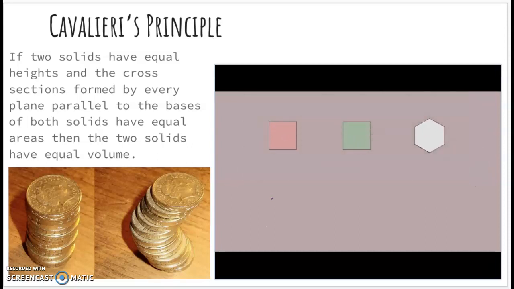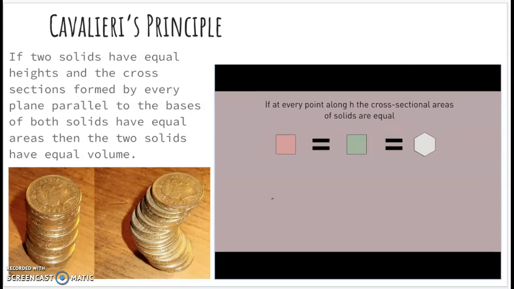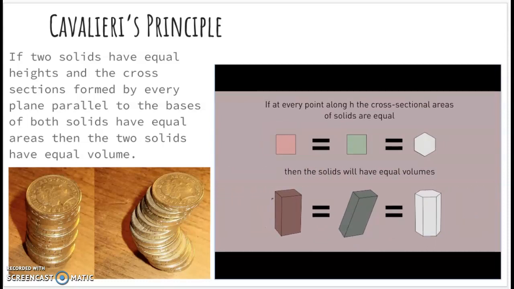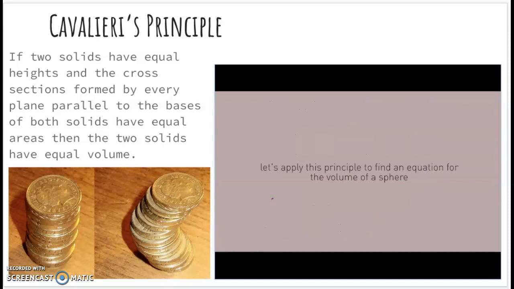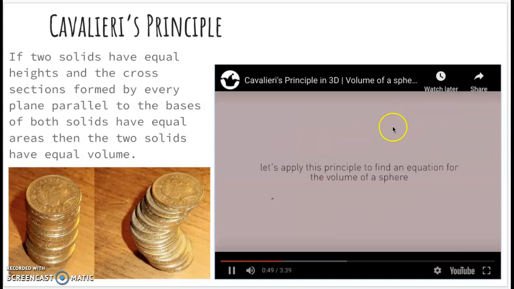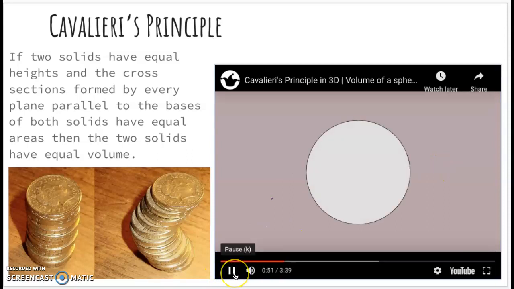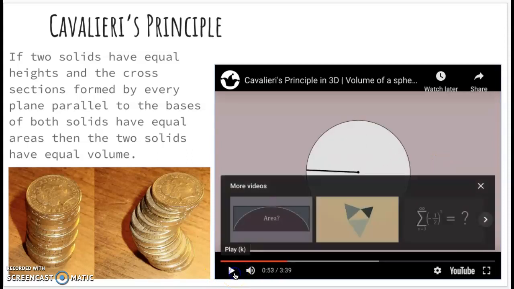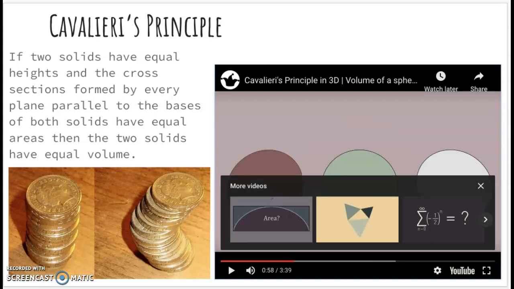So they're showing you the cross sections. Oh, we're not going into volume of a sphere just yet. So we'll get there. But I just like that quick clip to show you Cavalieri's Principle. Let's see here.